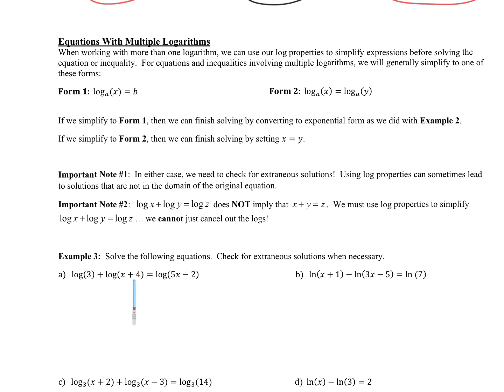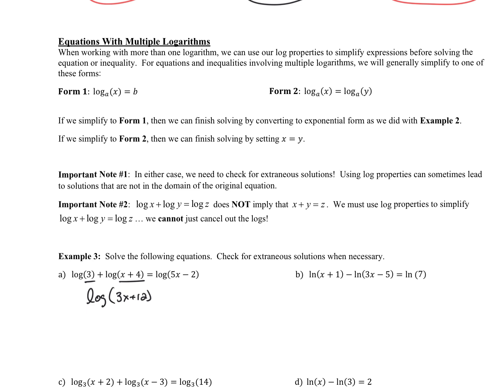And so on part A, what do we have to do first to this left side? The addition means what? Multiply. And so then we now have log of what? 3x plus 12, because we multiplied these together, 3 times x plus 4, right?